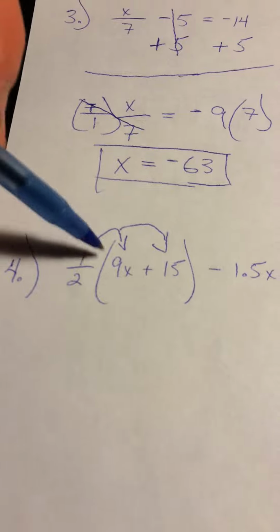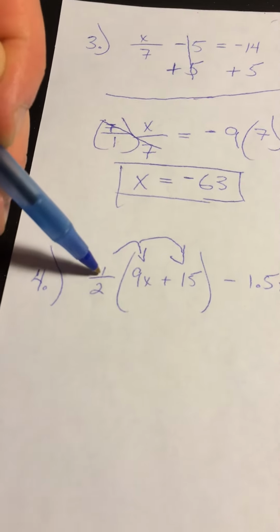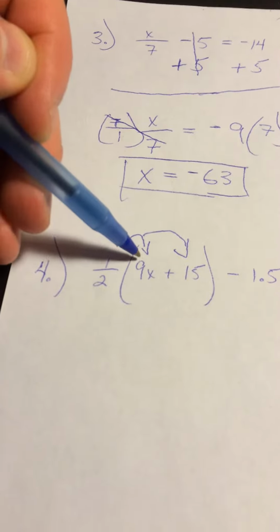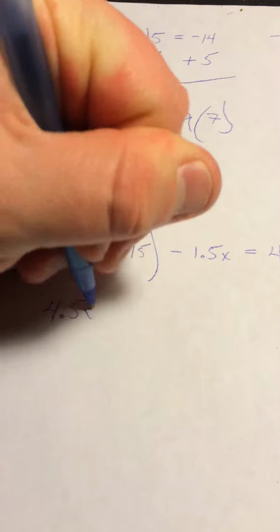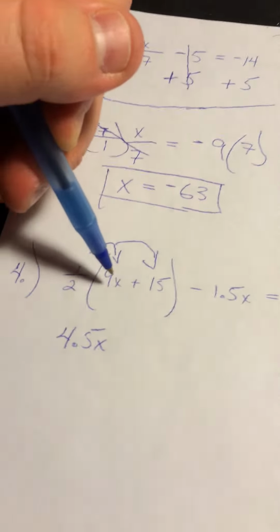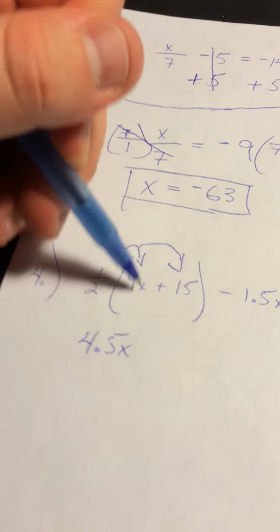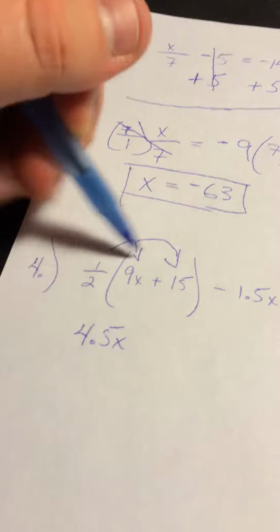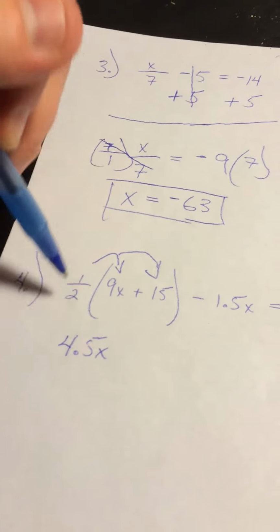mental math. I mean, this is a pretty clear benchmark fraction. So we can just ask ourselves, well, what is half of 9? And I think that should be pretty obvious that it is 4.5x. Remember to include the x. I've seen a lot of students not bring that x down, but if the x is a part of this number 9, it is incredibly important that we still leave it attached.